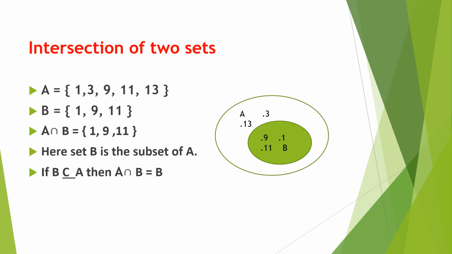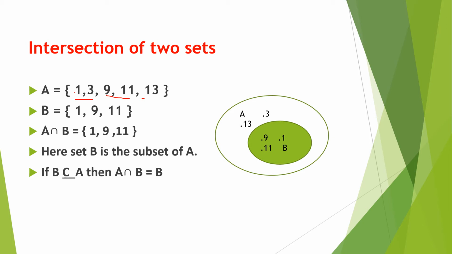See another example. These are the elements of set A and these are the elements of set B. And A intersection B is 1, 9 and 11. These are the common factors. But the speciality of this example is that set B is a subset of A. That is, all elements in set B, 1, 9, 11, are in set A also. So B is the subset of A.